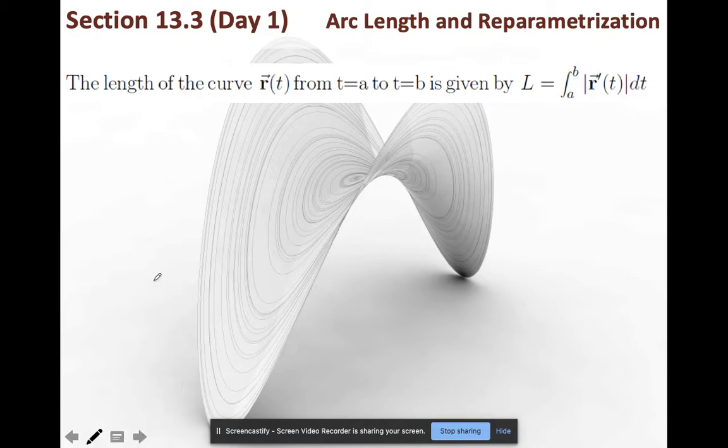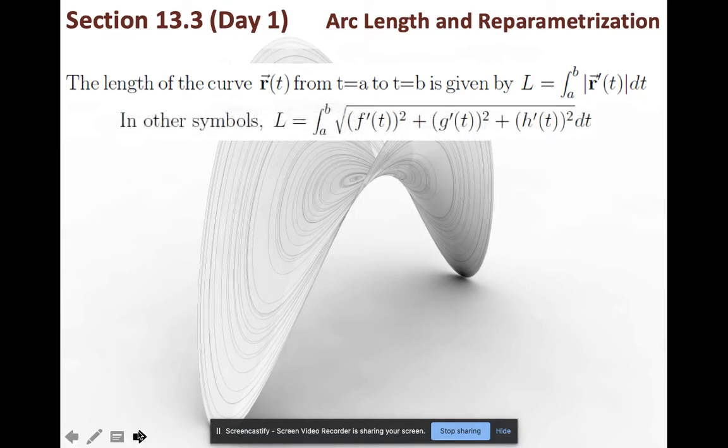I kind of hinted at that in my previous video. Then this should not be surprising to you, right? This really just is Pythagoras, right? The integral of the magnitude of the tangent vector.